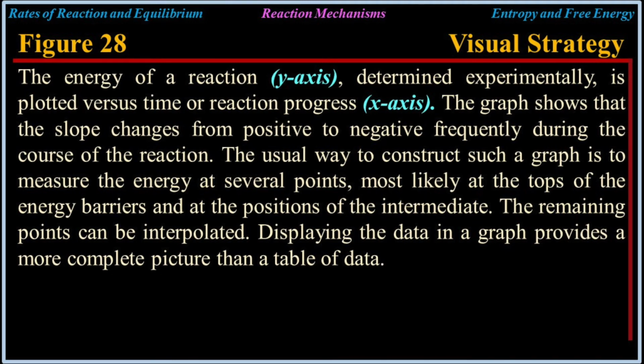The usual way to construct such a graph is to measure the energy at several points, most likely at the tops of the energy barriers and at the positions of the intermediates. The remaining points can be interpolated. Displaying the data in a graph provides a more complete picture than a table of data.